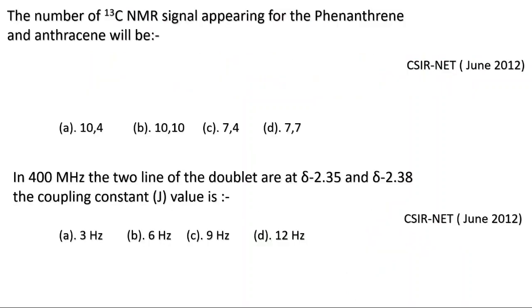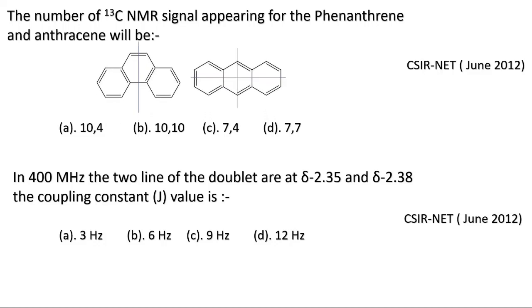So now we will discuss more problems from CSIR NET. So this is the question: the number of 13C NMR signals appearing for phenanthrene and anthracene will be. I have already discussed these two molecules, and I will do that again. If you see the structure of phenanthrene and anthracene, there will be two planes of symmetry like this in anthracene, and one plane of symmetry in phenanthrene like this.